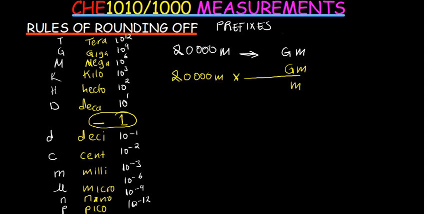I can also write this one in standard form. 20,000, the decimal point is here, so I can move 1, 2, 3, 4. It can move 4 times. So this is the same as 2 times 10 to the power 4. This is going to multiply with the one which is on top because they're both on top. And then in the denominator, we're going to have 10 to the power 9. And then the unit that has remained is the gigameter. So this is going to be the answer.